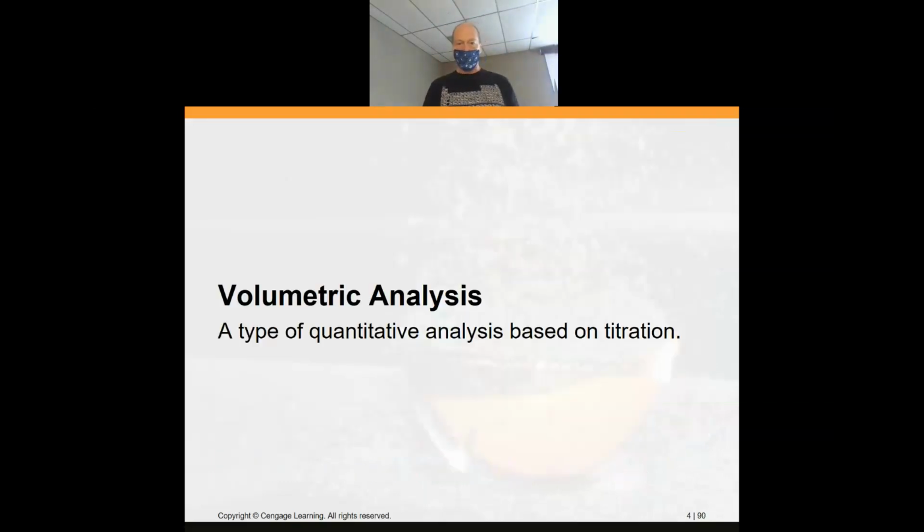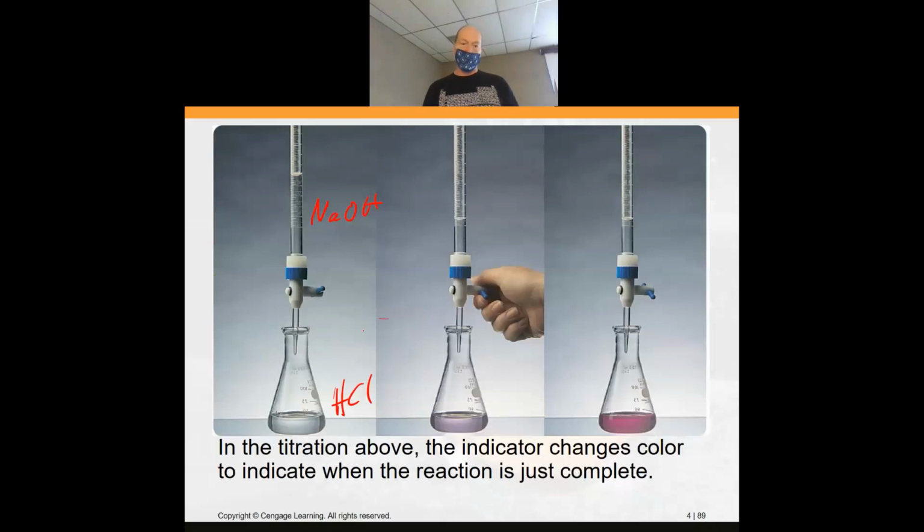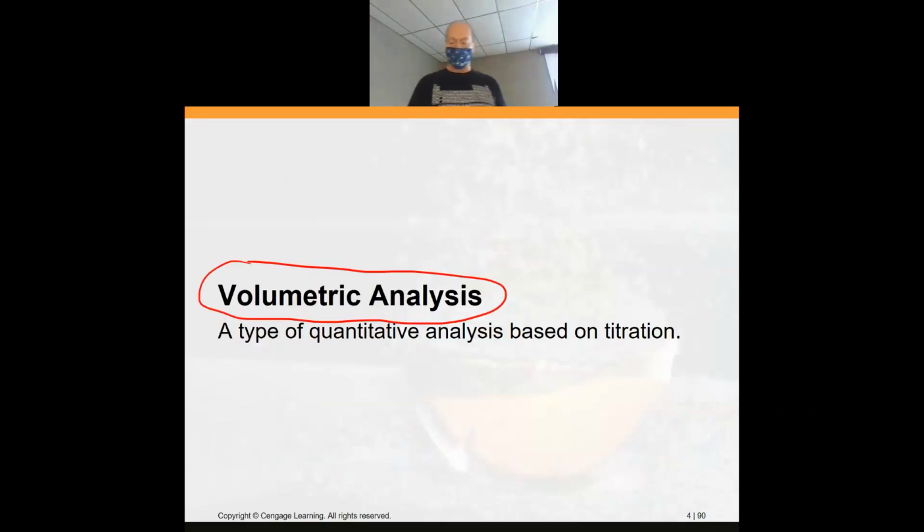All right, and so that is called a volumetric analysis because we are adding a volume. The volume of HCl will be here. The volume of NaOH will be here. All right, so it's a volumetric analysis. And it is based on a titration experiment.